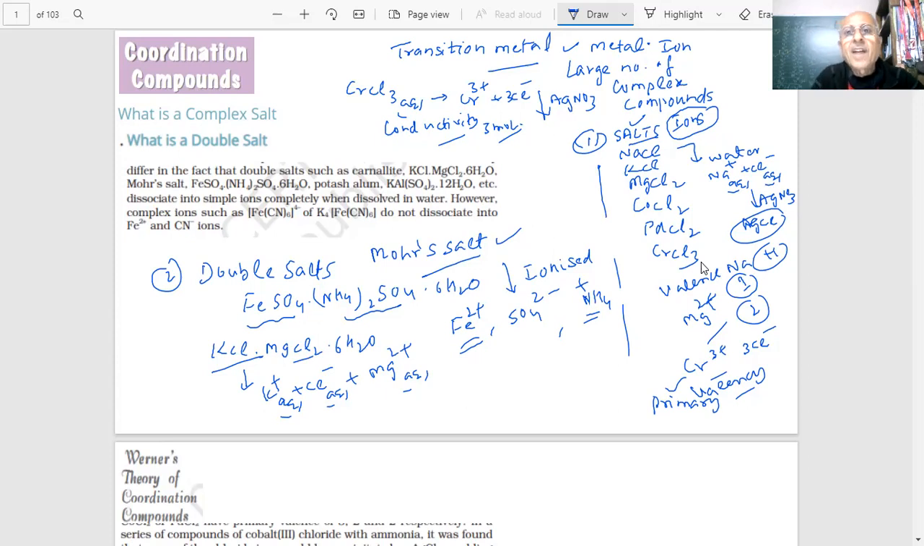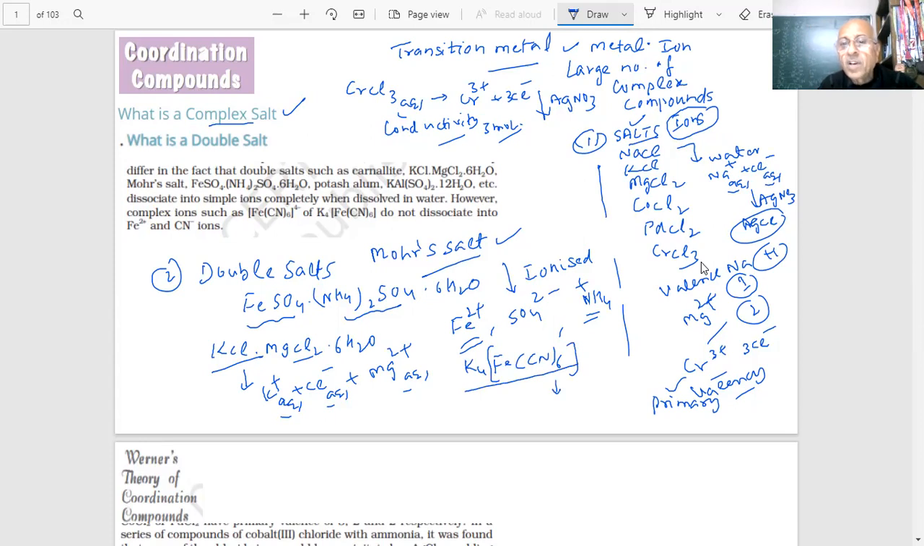And as I said, the transition metal ions form a large number of such compounds, which we call complexes or coordination compounds, students. So this coordination compound is also a type of double salt. For example, when I write K4[Fe(CN)6], student, okay?